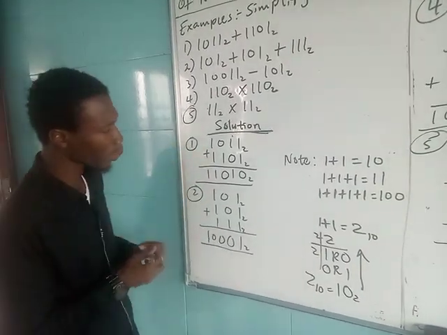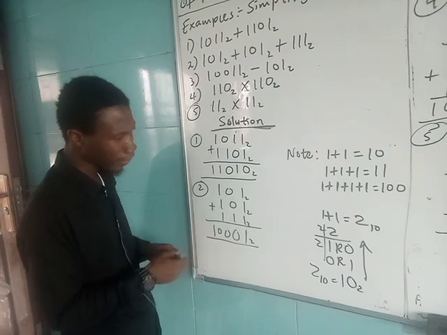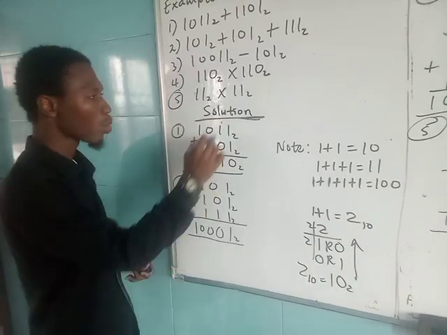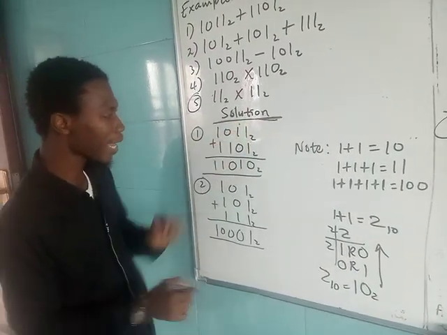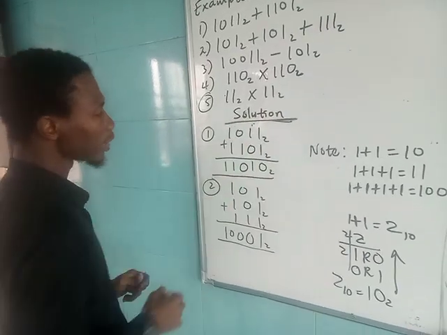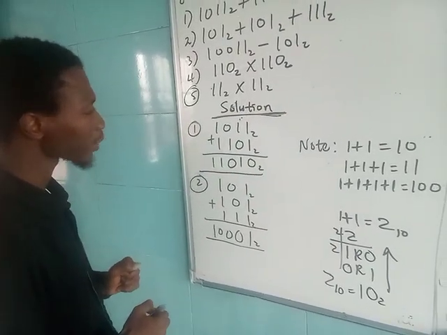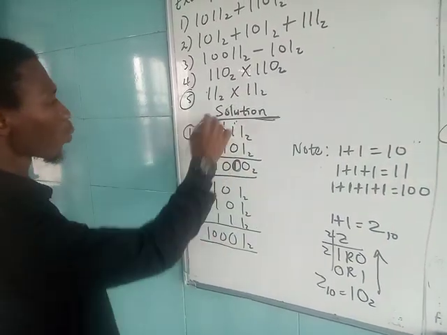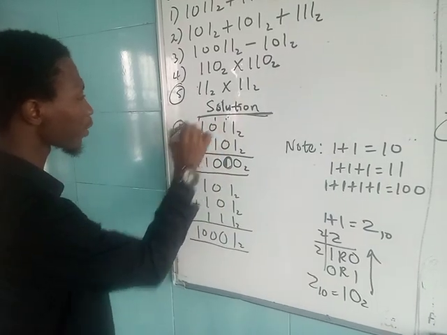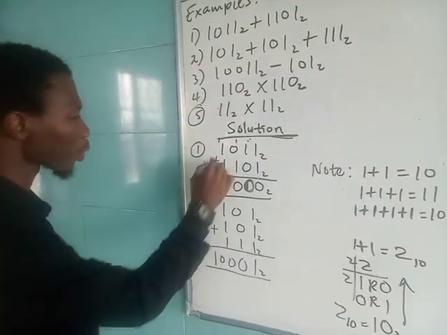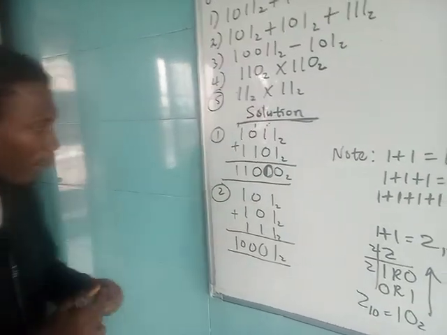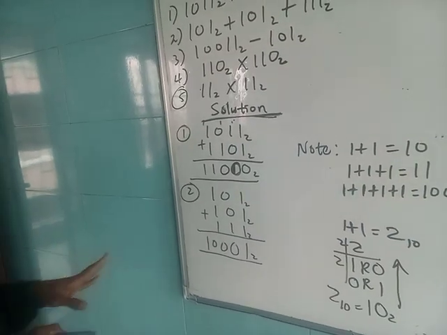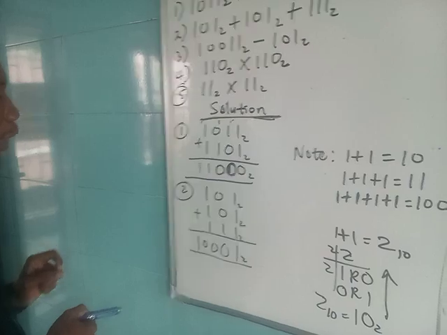So we start from the first one. 1 plus 1 is 10, according to what has been explained. We put down 0, carry 1. 1 plus 1 plus 1 is 11... 1 plus 1 is 10, so you put down 0, carry 1. 1 plus 1 is 10, put down 0, carry 1. Then 1 plus 1 is 10, plus 1 is 11. So your answer is 11000 base 2. That is the answer to this problem.